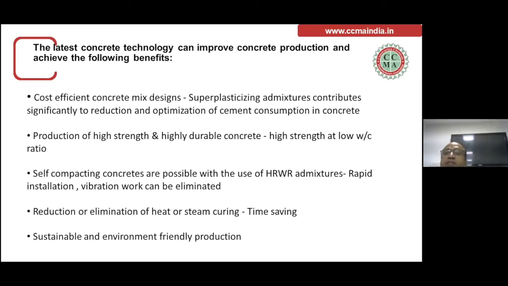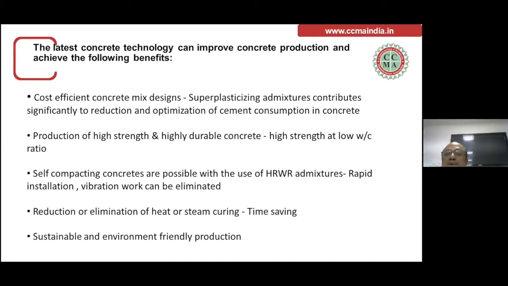Second, production of high strength and highly durable concrete. High strength, as I told, because the high water reducing admixtures can reduce a huge percentage of water from the mixture while keeping similar workability, and because of the less water, automatically the concrete strength will be high. It is durable also, because ultimately not all water is used in the hydration of cement. Some water evaporates, which makes more porosity. That porosity will be reduced due to the presence of minimum water.